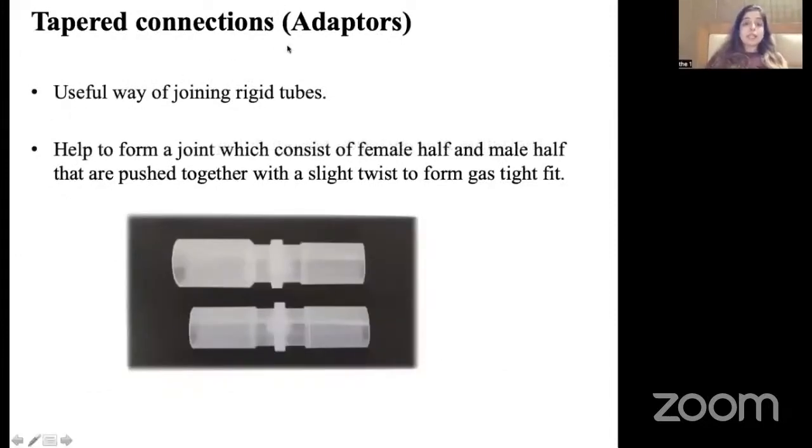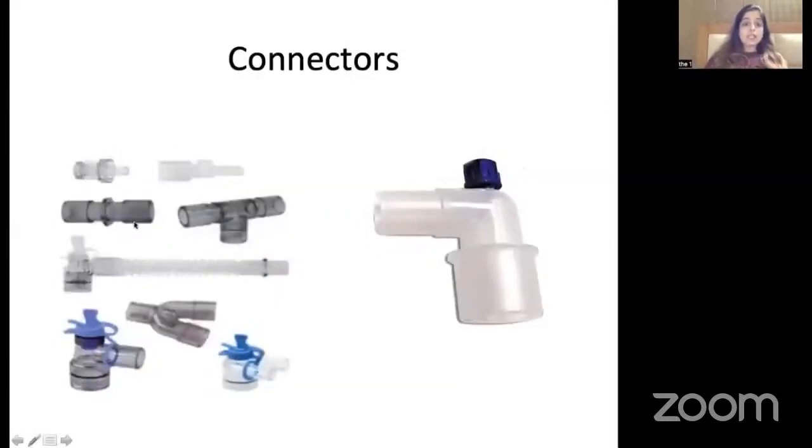Now, these tapered connectors or adapters provide a way to join those rigid tubes, or one part of the system to the other. So these have a female half and a male half. These are various connectors. You can have a right angle connector with a gas sampling port, or a straight connector, or a Y connector.